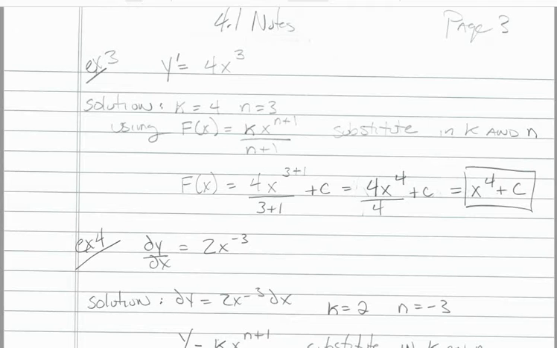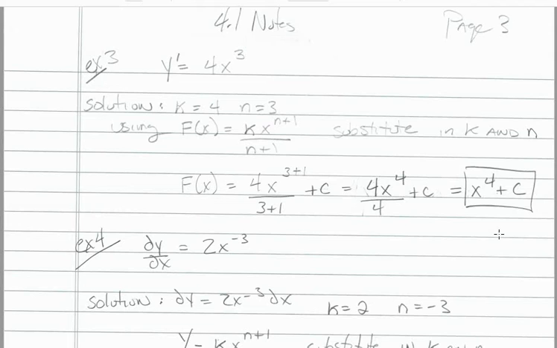So k is 4, and then x to the 3 plus 1, so that's going to give us 4 here, divided by 3 plus 1, which is 4. Notice this ends up being 4x to the 4th over 4. These 4's are going to cancel. So we don't forget the plus c, so our antiderivative is x to the 4th plus c.